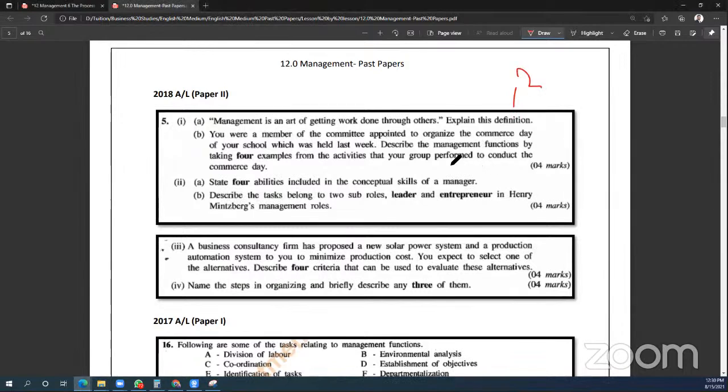But try to identify the question. Describe the management functions. There are 4 functions, and 4 examples from the activity that you perform.